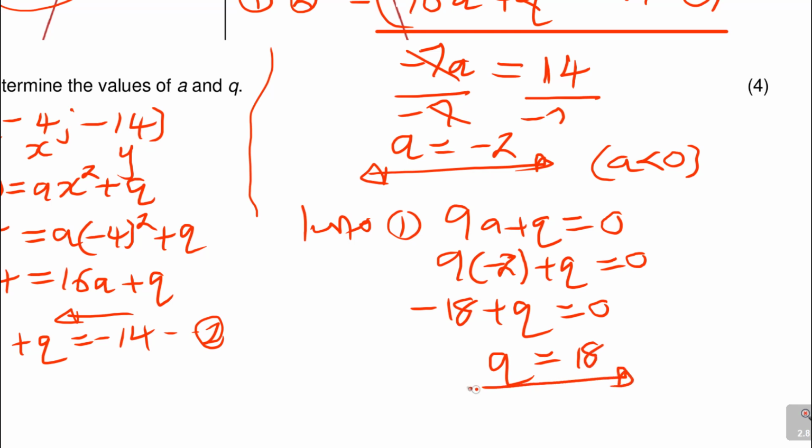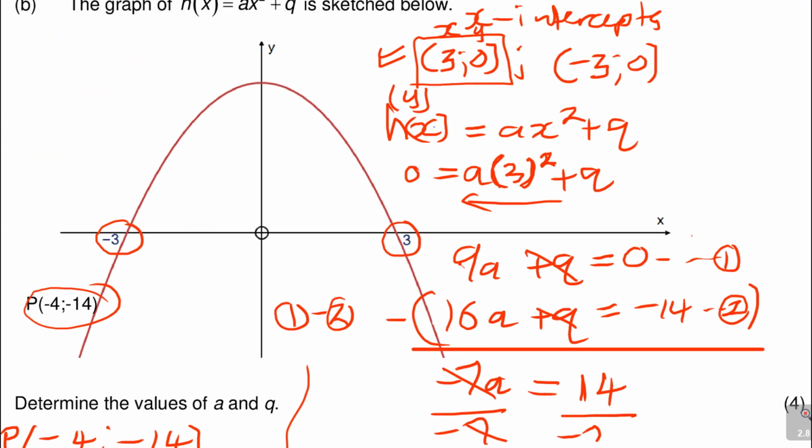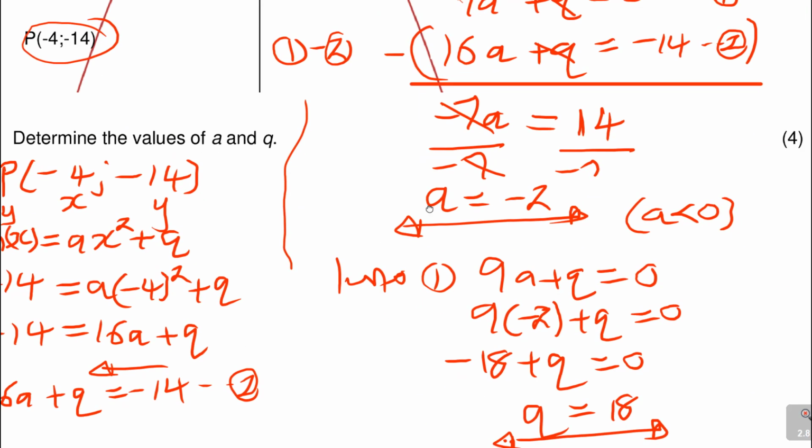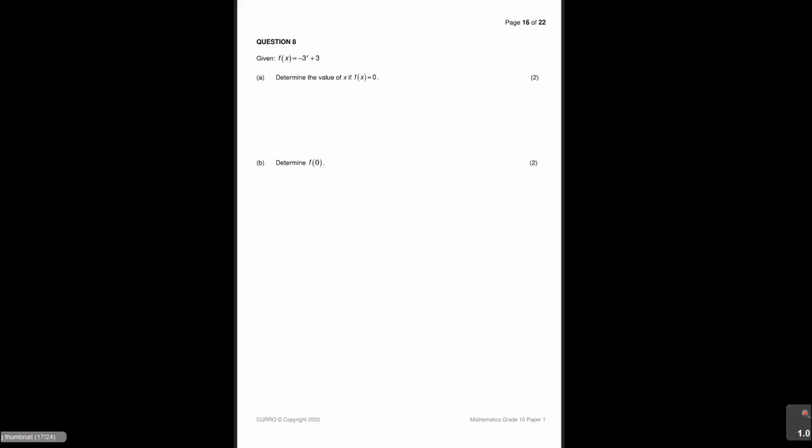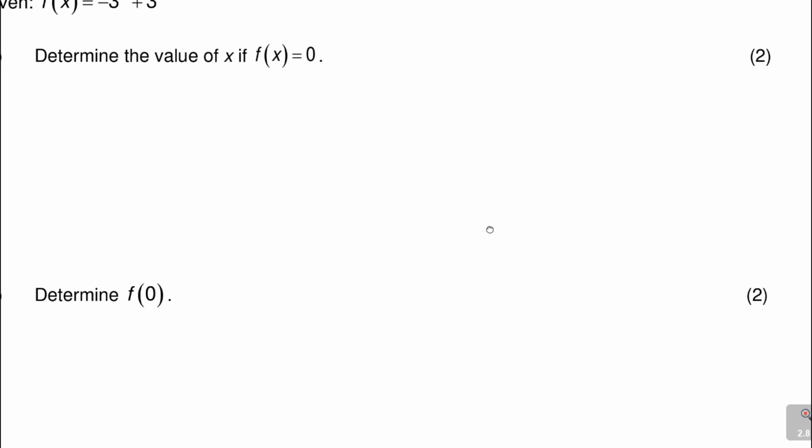So you can see that in this case, this was your q. If you remember now, this is your q here. That's the q, and you can see that q is positive. Alright, so this is the 4 marks working that you can use. Now, moving on to the next question.